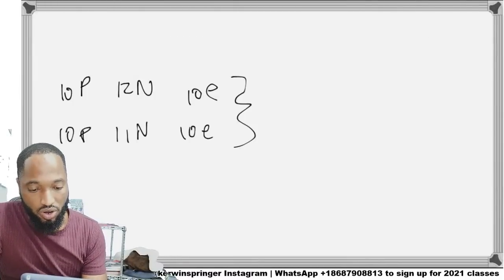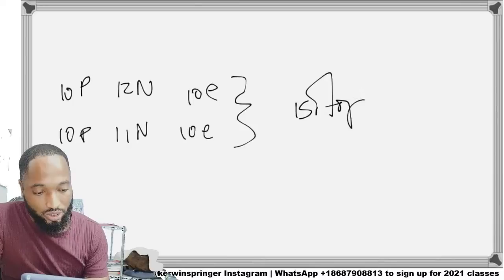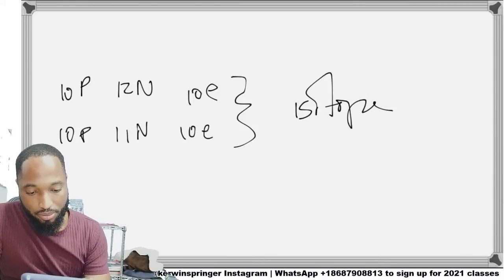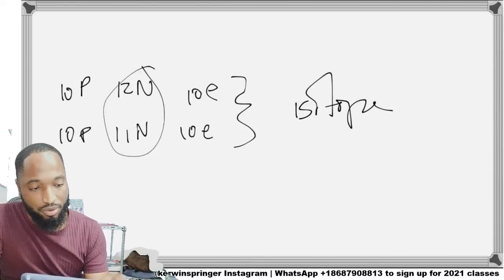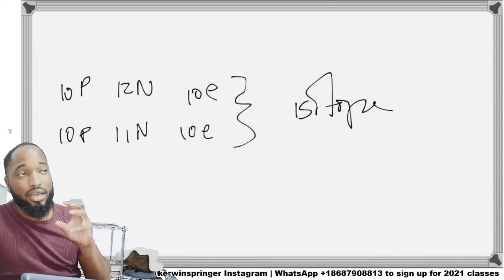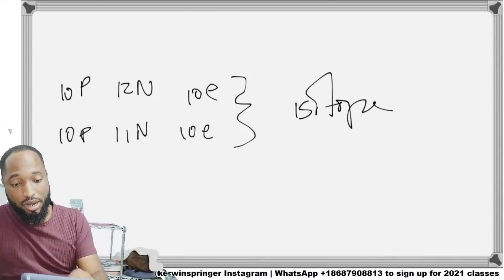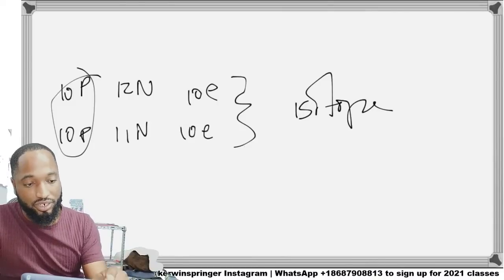Right, so this is called an isotope. Why is it an isotope? These are isotopes because they have the same number of protons, a different number of neutrons, which will give them different mass numbers. Same atomic number, which is the number of protons, but different mass numbers.